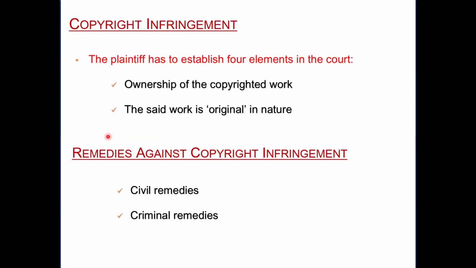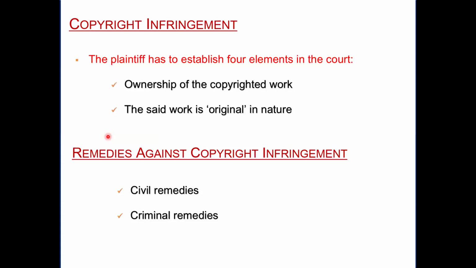So if I want to summarize, if you are the plaintiff, you must establish these two things. I have written 4 elements, but there are 2 elements in core. That is a typo. You have to show the ownership of the copyright work, that the copyright work is your own, and you must show that the work is original in nature.